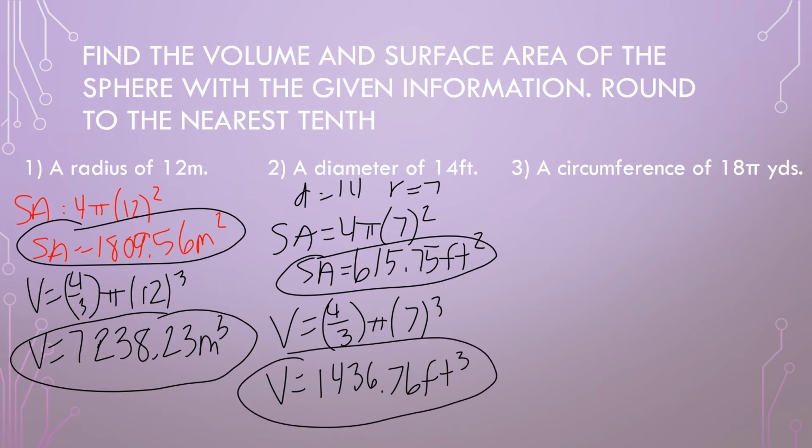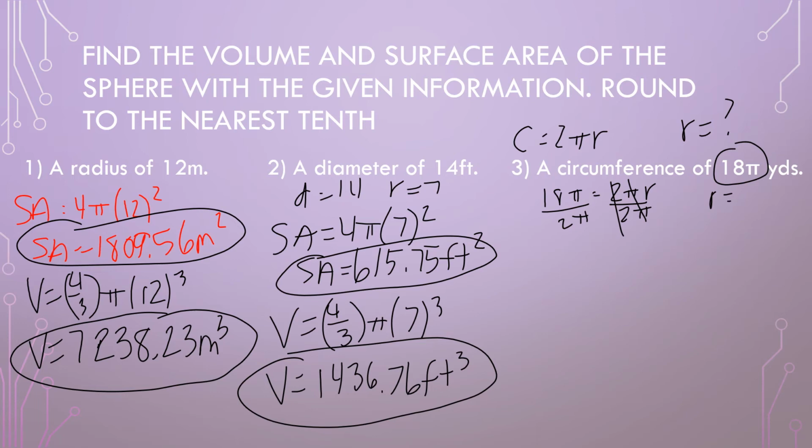Number 3, circumference is 18 pi yards. So circumference is 2 pi r, which means that 18 pi is my c. So I'm going to plug that in to figure out what my r is, because I do not know what my radius is right now. So I need to divide both sides by 2 pi. This cancels and we're left with r, and then 18 pi divided by 2 pi. The pi's cancel and 18 divided by 2 is 9. So my radius is 9.